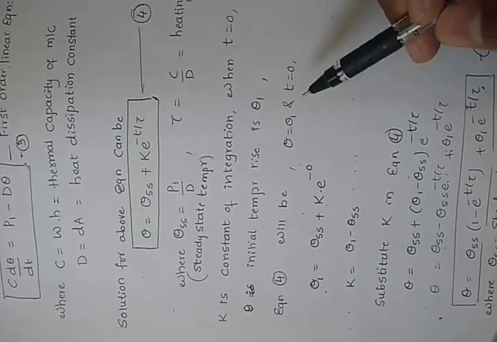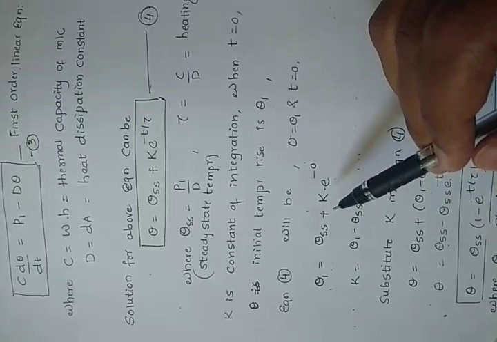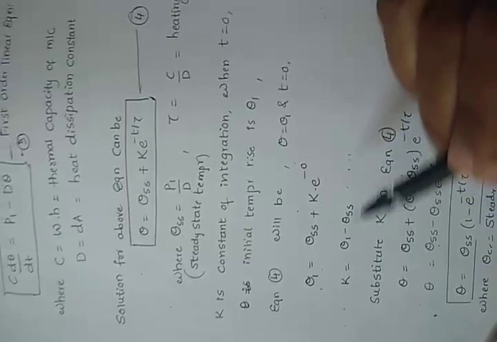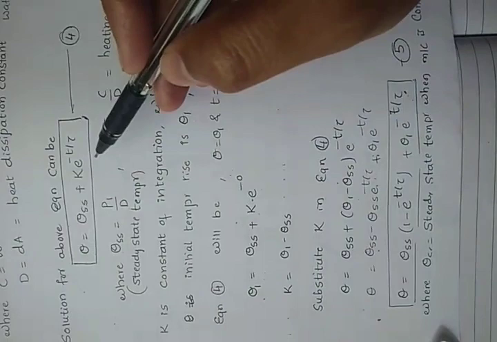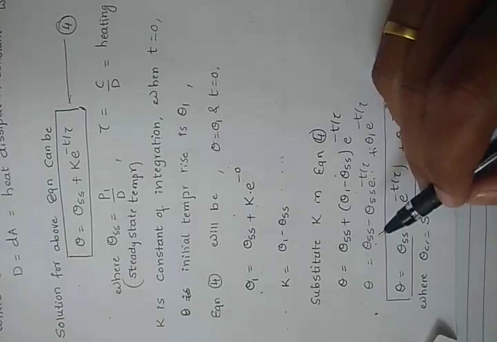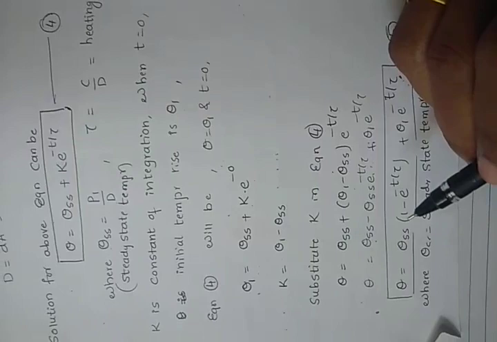So we will get theta 1 equal to theta SS plus K into e power of 0, because we are substituting t equal to 0. So e power of 0 equal to 1. So K will be equal to theta 1 minus theta SS, just rearrangement. Now substitute this K value in this equation, you will get this much. Just make the rearrangement, open the bracket here and multiply here. Take theta SS common, we'll get theta is equal to theta SS into 1 minus e power of minus t by tau, plus theta 1 e power of minus t by tau.